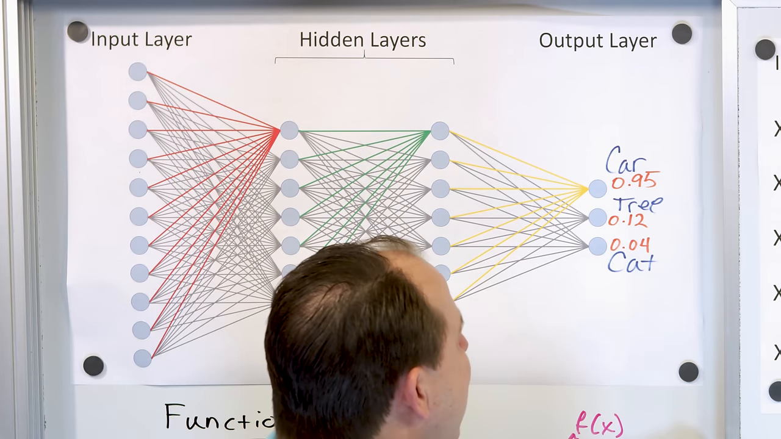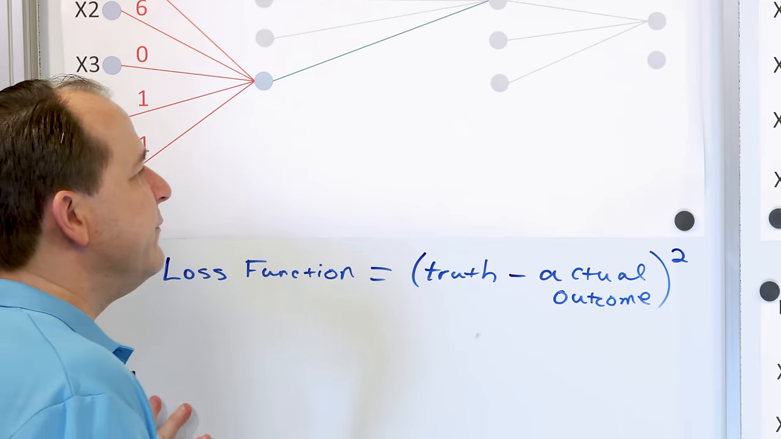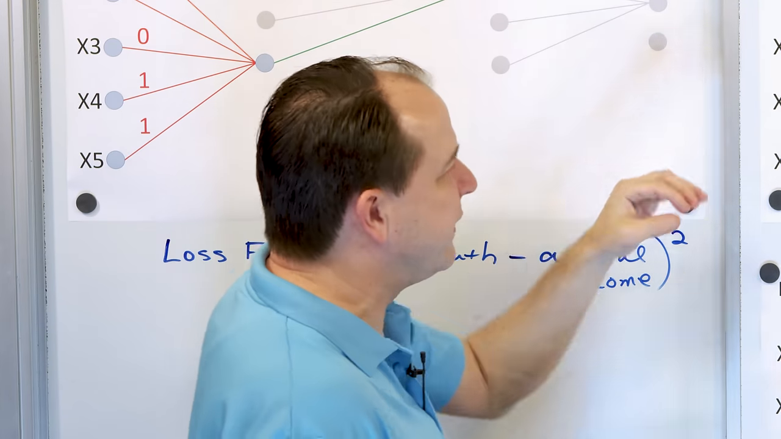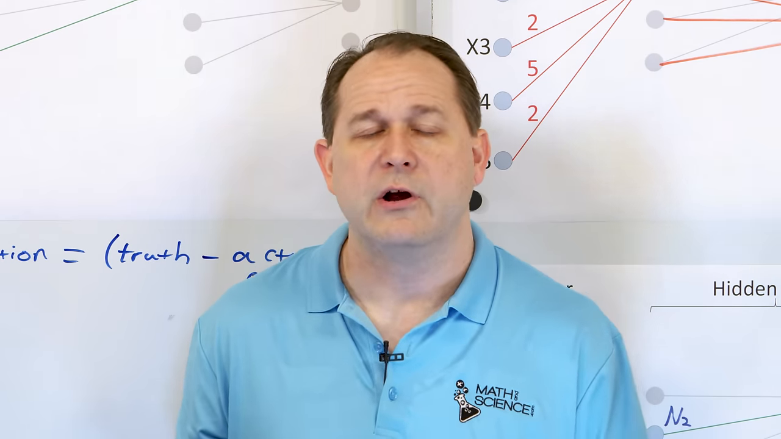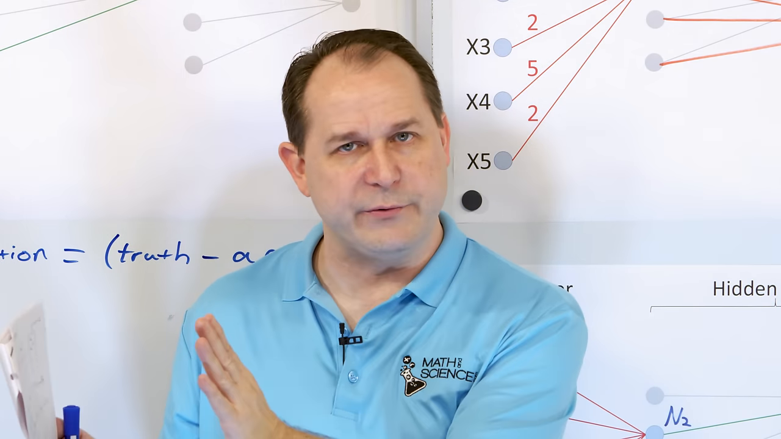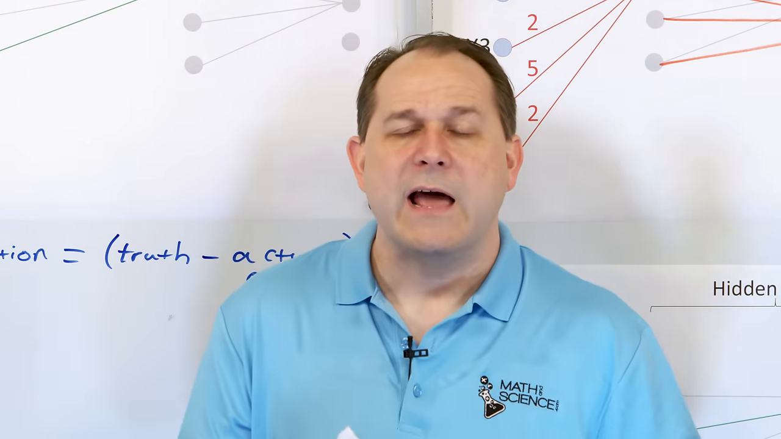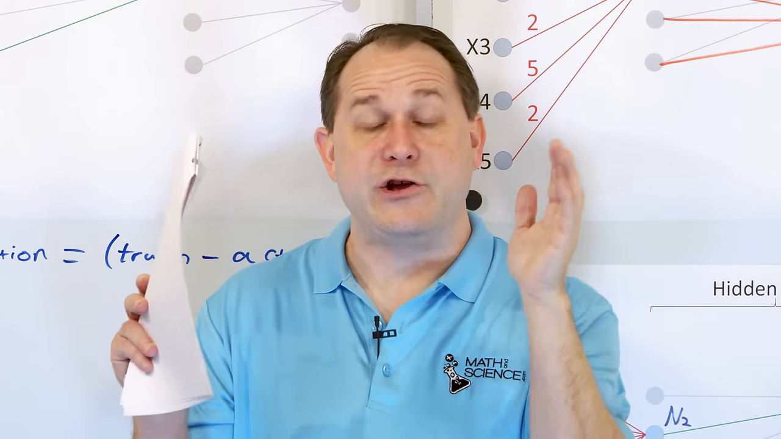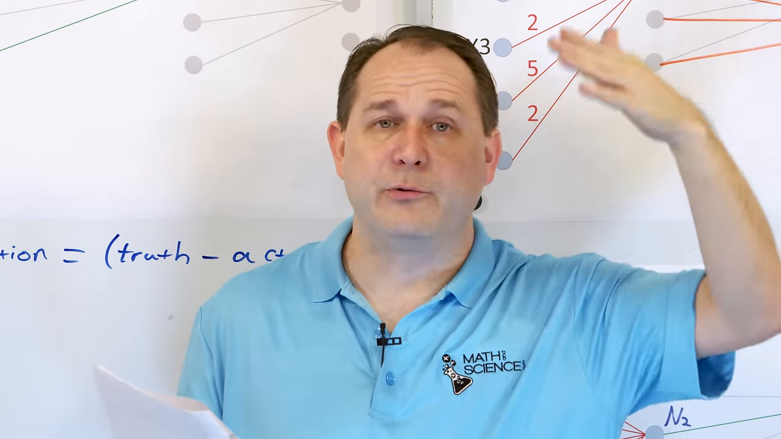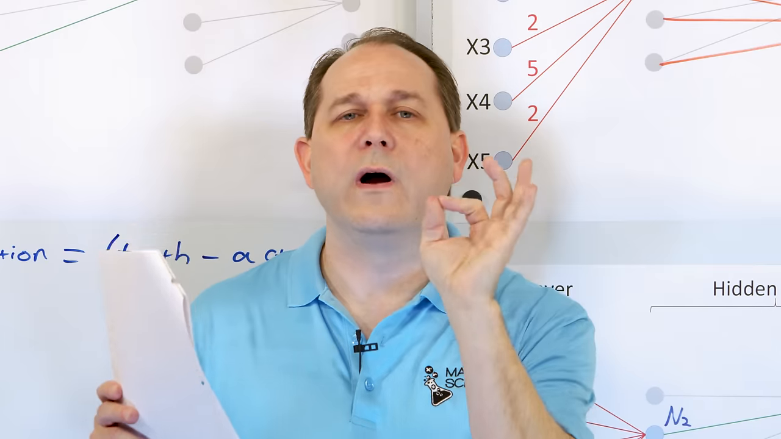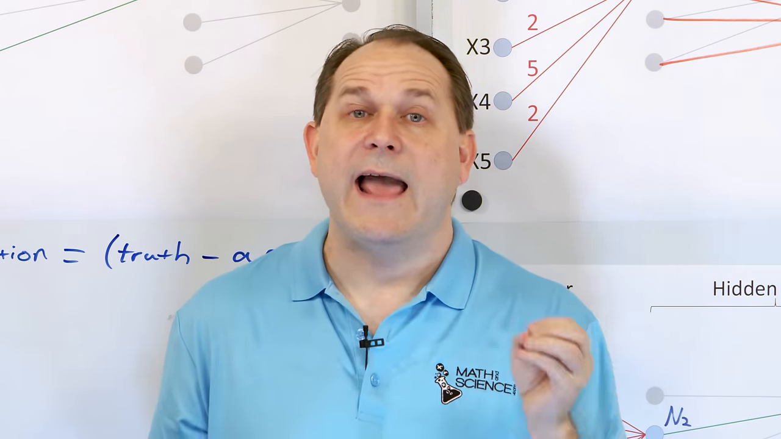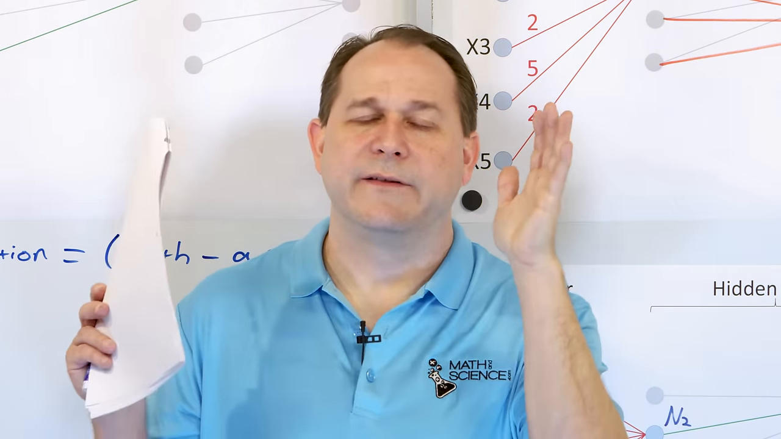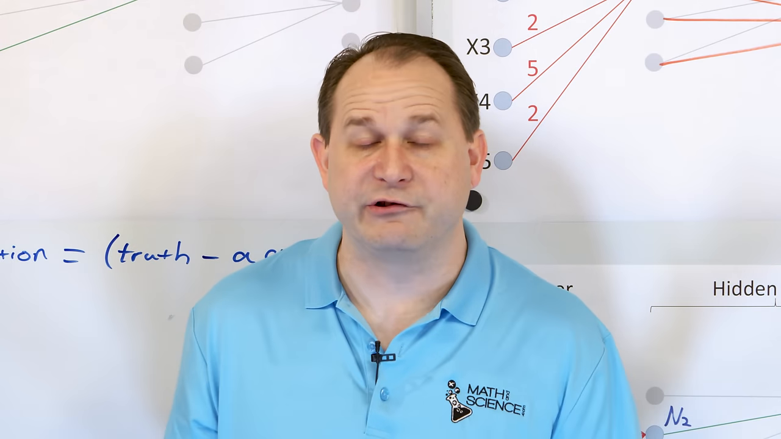And the reason that you square them is because just in case the network outputs something higher or lower than truth, you want to operate on a positive number. So you do a subtraction from truth to what it gave you, and then you square the result. And you add them all up. So if there's 5 outputs, you would add them all up. And then you arrive at one single number that tells you how bad does this network perform, right? And that's called the loss function or the error function for that network.